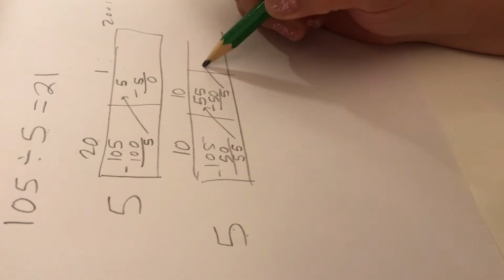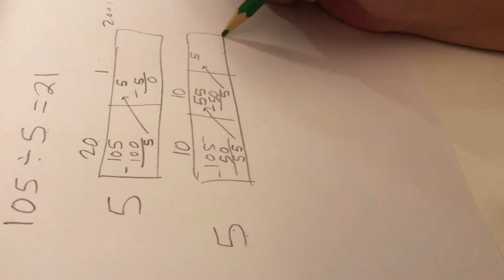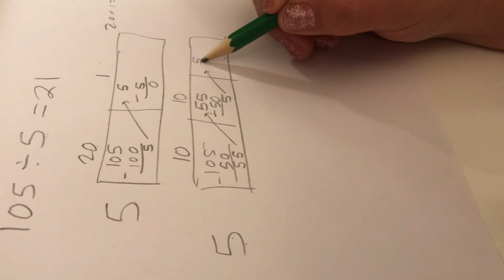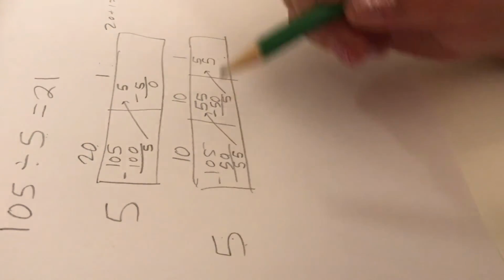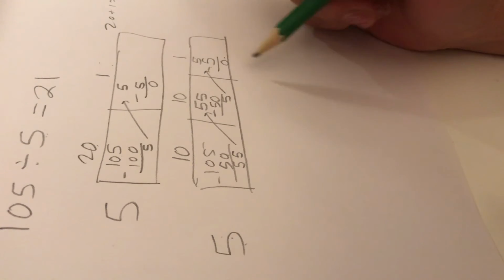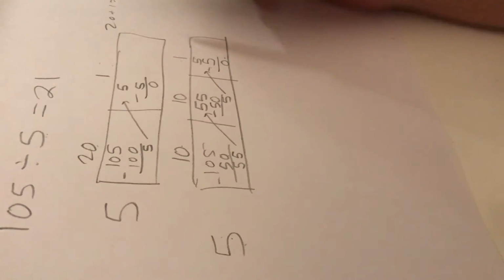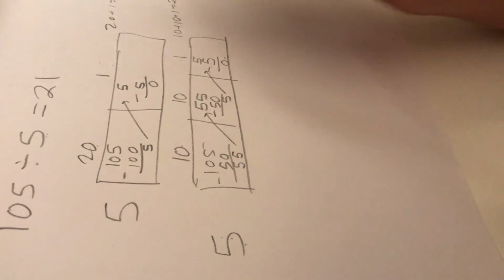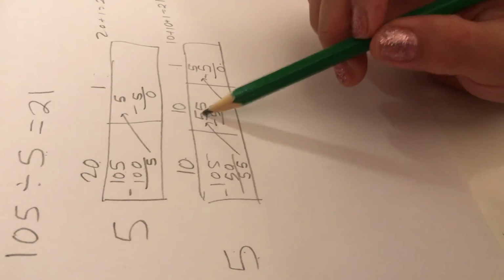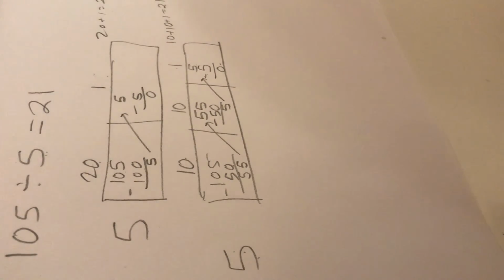I'm going to take that 5 to another section here, and then I realize that 5 is a multiple of 5 because 1 times 5 is 5. I'm going to subtract 5 minus 5, and I get 0. These are all my partial quotients. 10 plus 10 plus 1 equals 21. I got the same answer. I just did it a little bit differently. So that's pretty much it.